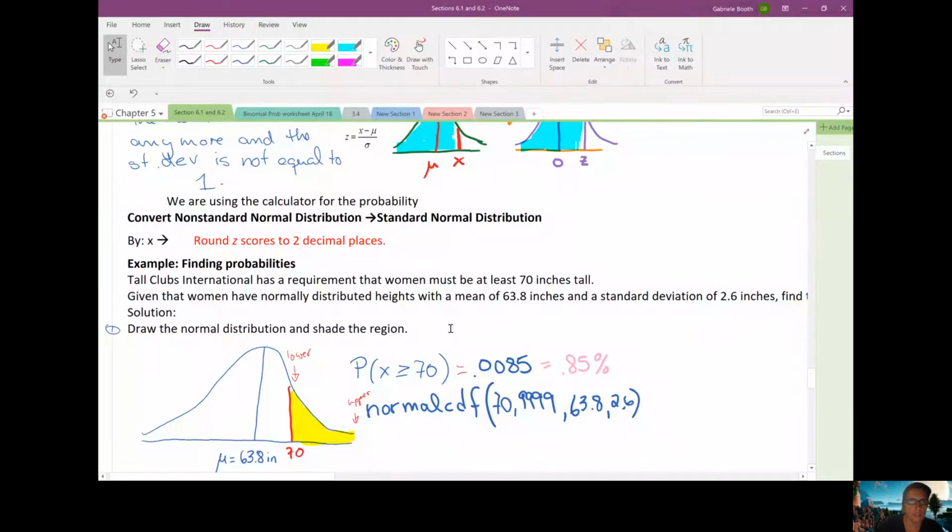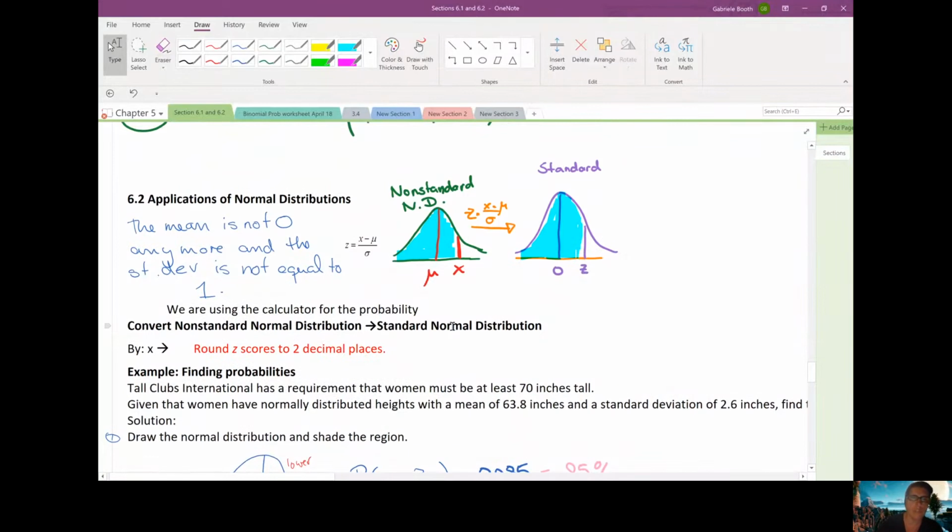6.2 is now applications of normal distributions. And now we're just looking at non-standard normal distributions where the mean is not 0 anymore and the standard deviation is not equal to 1.